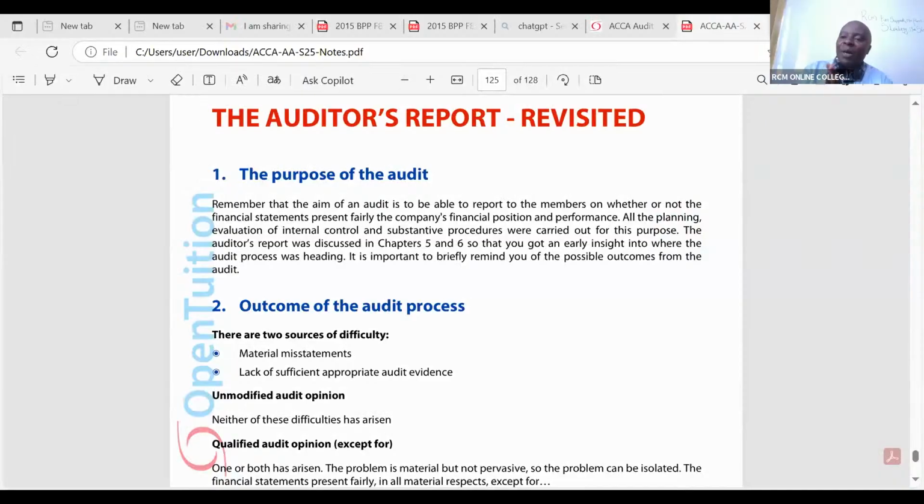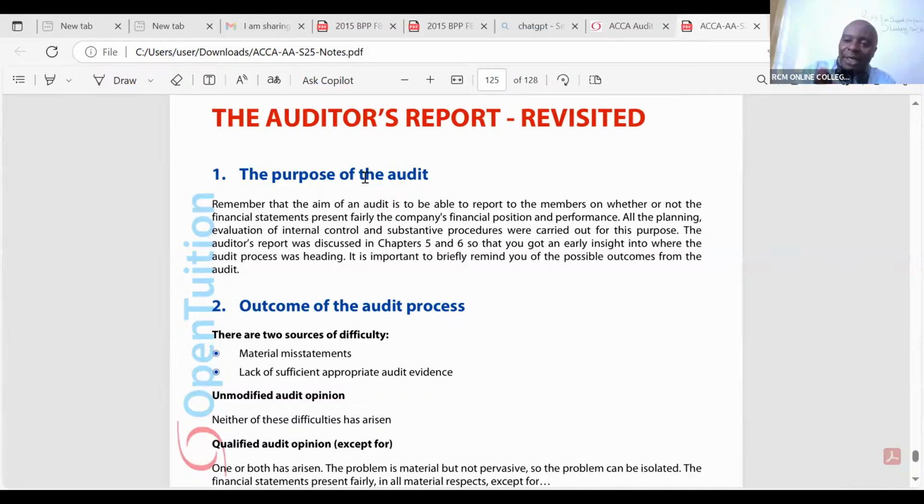All right, so today we're looking at the auditor's report, and I'll be quite fast, but in a way, ladies and gentlemen, you will be able to understand. So here I am, I'm talking about auditor's reports. This is what you're supposed to know. The moment you know what I have here, you've already known everything. So remember the purpose of the audit is to issue an opinion.